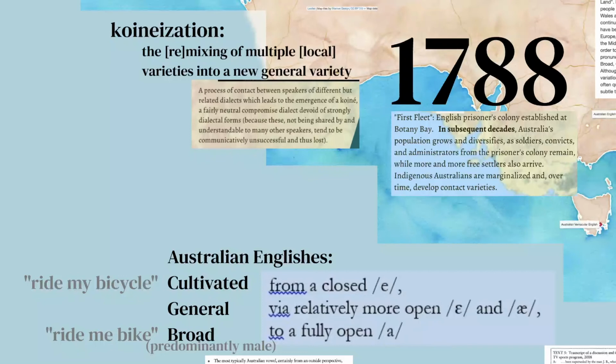Thus, we learned that Australian English, because it is not as regionally marked as other regional Englishes, because its Koineization mixes together more broadly all of the different local varieties of the different lower class places in England that settlers came from, tends to vary more visibly along social lines, from cultivated to general to broad. This is where we got introduced to ideas of acrolectic and basilectic Englishes, the difference between ride my bicycle and ride me bike.